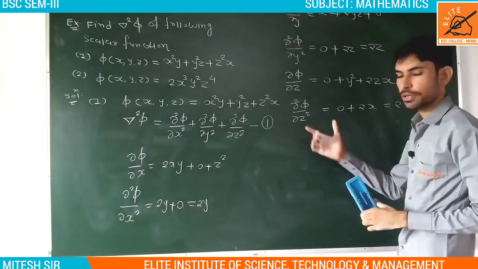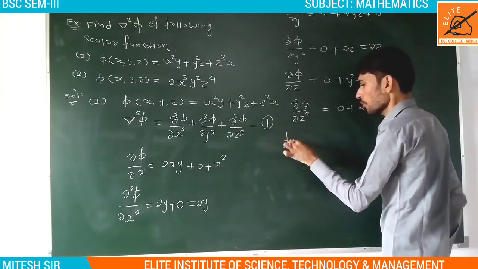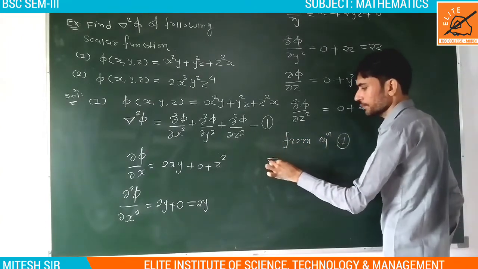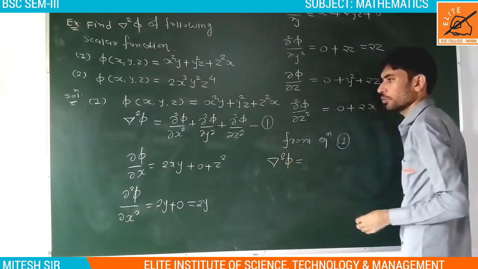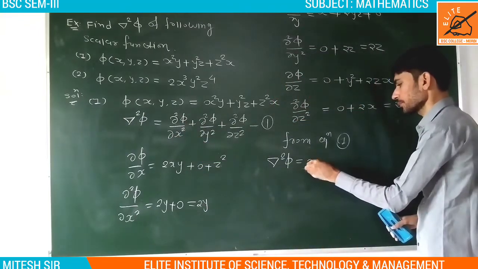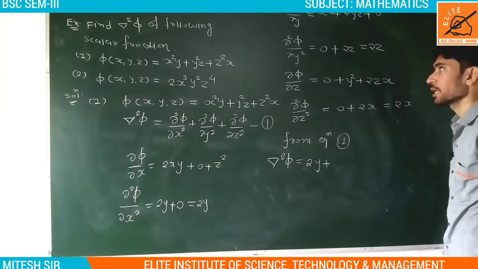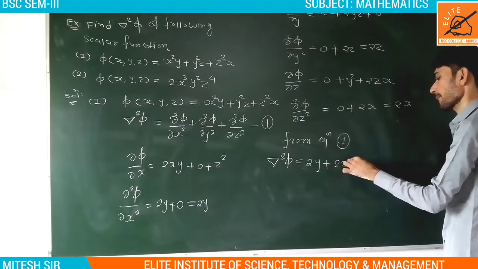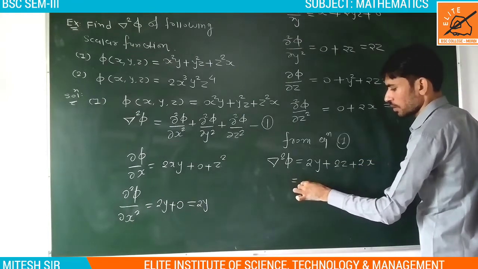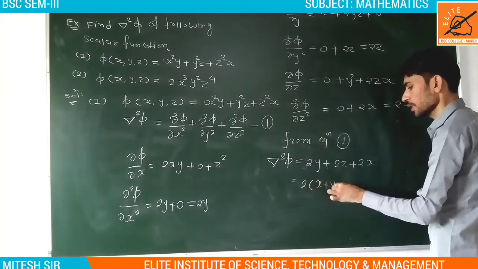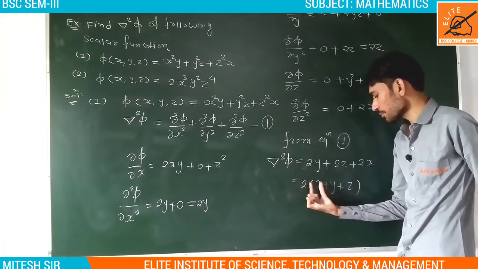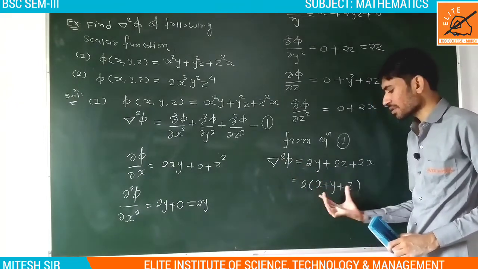Now substitute all these values in equation 1. So from equation 1, nabla square phi is equal to, what is the value of del square phi by del x square? 2y, plus the value of del square phi by del y square is 2z, and the value of del square phi by del z square is 2x. So this is the value of nabla square phi. So nabla square phi is equal to 2 into x plus y plus z, and keep in your mind this answer is a scalar function.